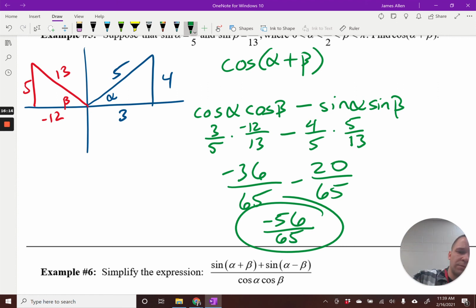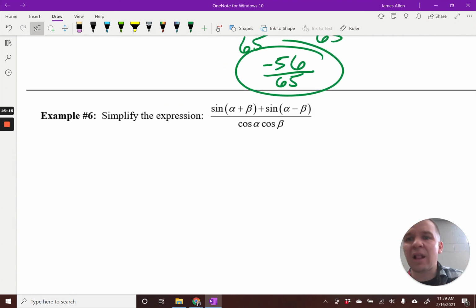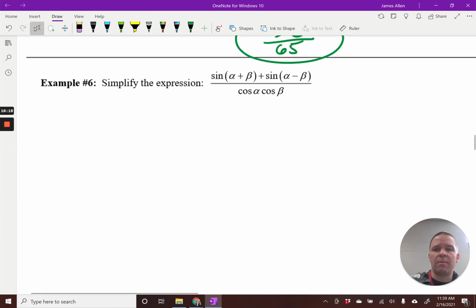All right. Let's continue. Simplify the expression. Ooh. This looks like a bear. My goodness. Sometimes we just gotta take a leap of faith here.